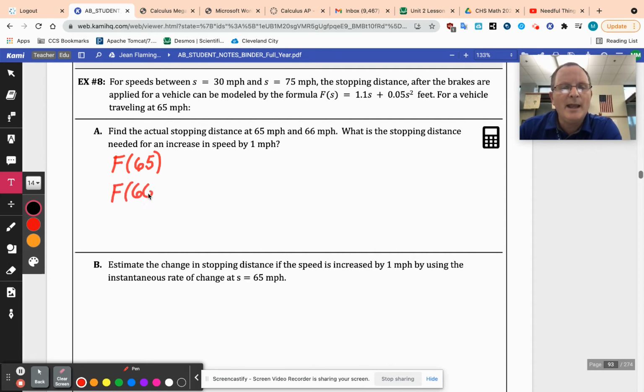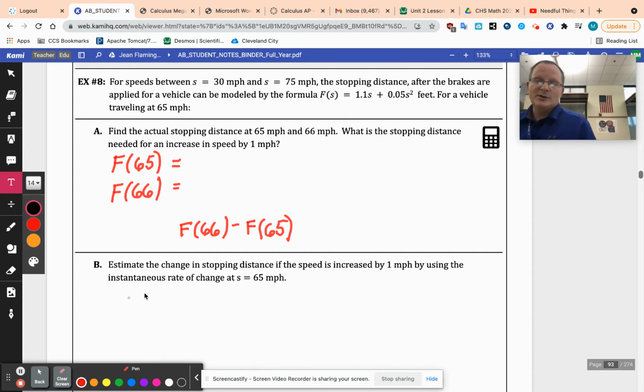And then it says, okay, what is the stopping distance needed for an increase in speed by 1 mile per hour? So it's just going to be the difference in those two. So I'm going to find those two in the calculator, and then after that, we're just going to subtract them. So whatever f of 66 is minus f of 65. And you're probably like, what's the point here? Well, this is kind of like the linear approximation stuff. Like anything close by to the moment that we're talking about can be approximated using a linear function. But they're saying of a difference of 1 unit. Okay, and that's what the top part of your notes is talking about.